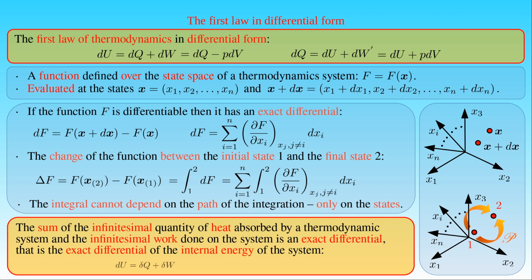Then dU is equal to delta Q plus delta W, where dU denotes the exact differential of the internal energy, and delta Q and delta W denote the inexact differentials of heat and work respectively. We can also write that delta Q is equal to dU plus delta W prime, where delta W prime is the infinitesimal work done by the system. We normally use the notation delta for an infinitesimal quantity to emphasize that it is an inexact differential, otherwise we just denote any infinitesimal difference with d.